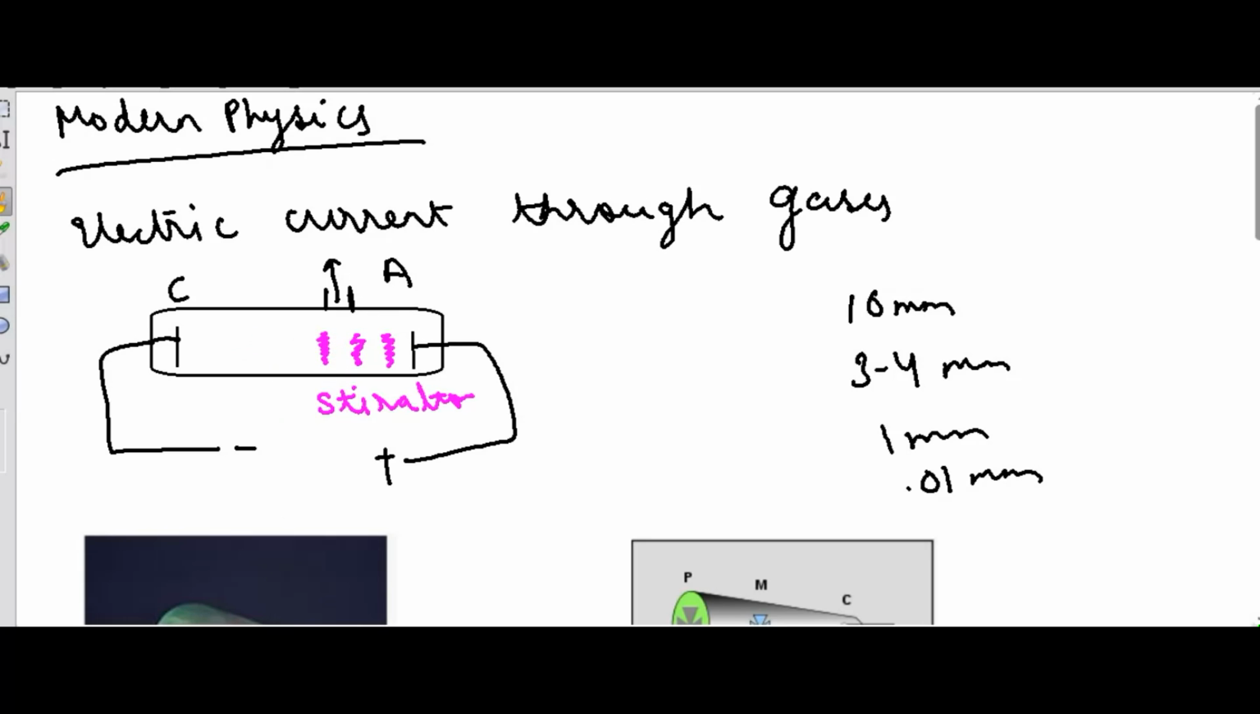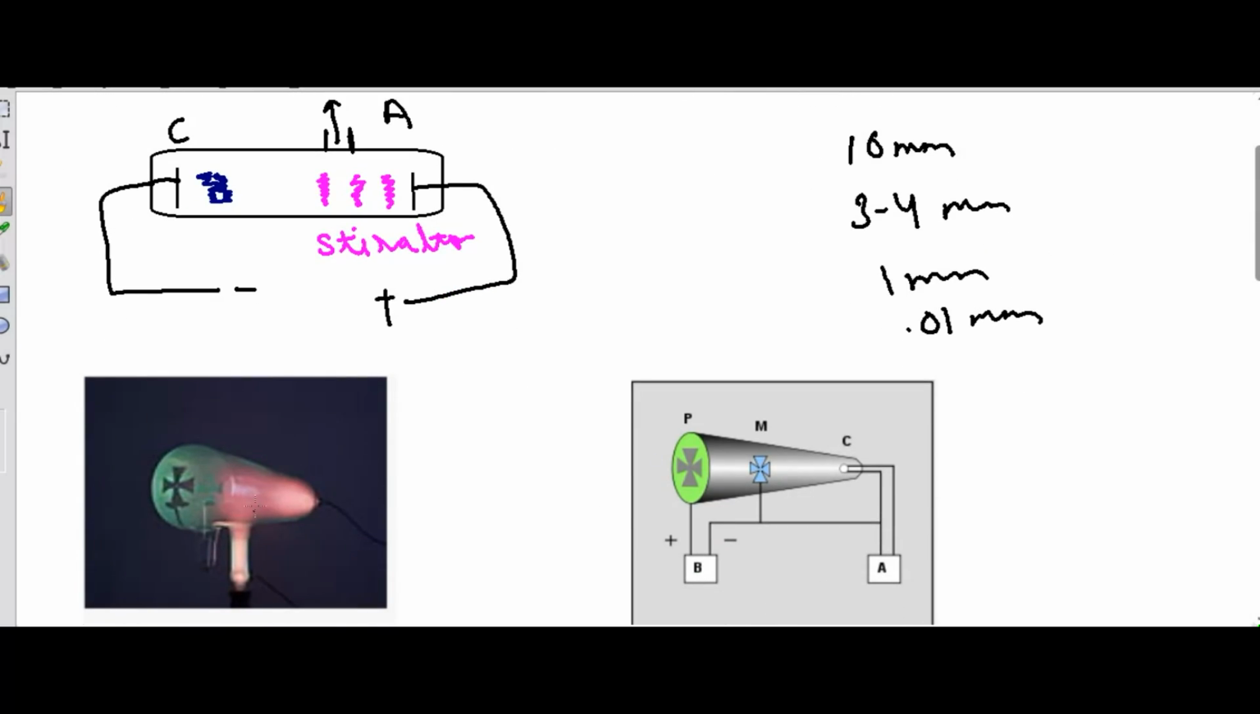From here we still have the old phenomenon where after the dark red glow we have some Faraday's dark space, and then we have the cathode glow, which is the bluish glow. A little picture I have taken from Wikipedia shows the middle case, where the pressure is about 3 to 4 mm, and we don't see much dark space, but we see the anode glow, the reddish glow, and the bluish glow, the cathode glow.